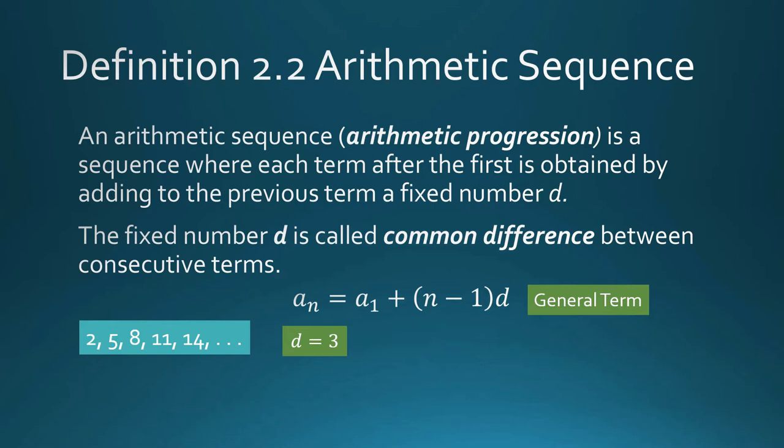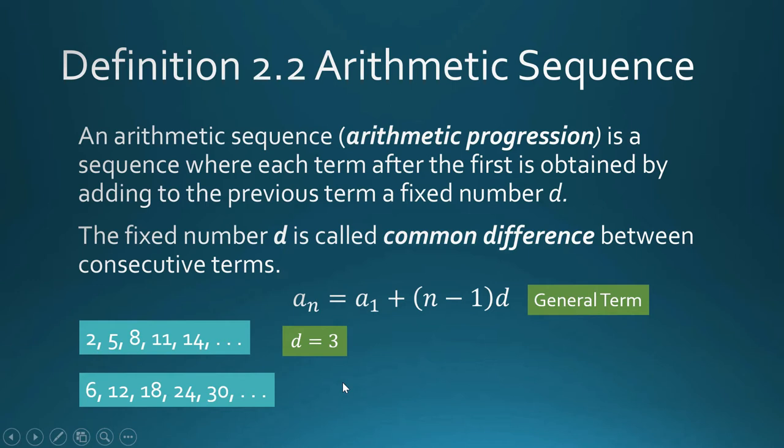Okay, so in order to generate the elements of this arithmetic sequence, beginning from 2, you add D. 2 plus 3 is 5. 5 plus 3 is 8. 8 plus 3 is 11. 11 plus 3 is 14. And you already know what's the next term.